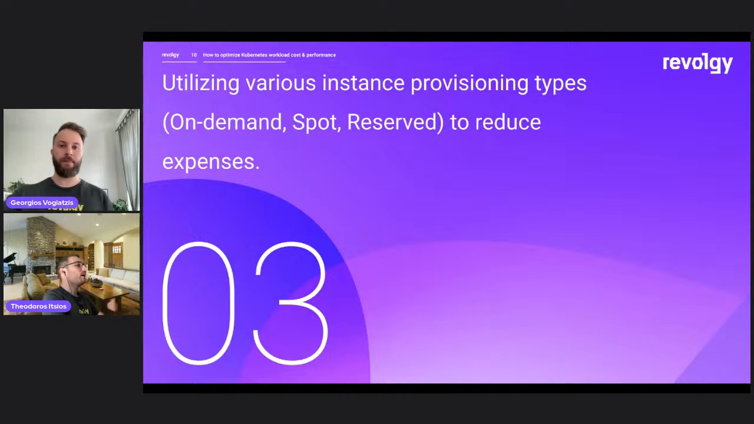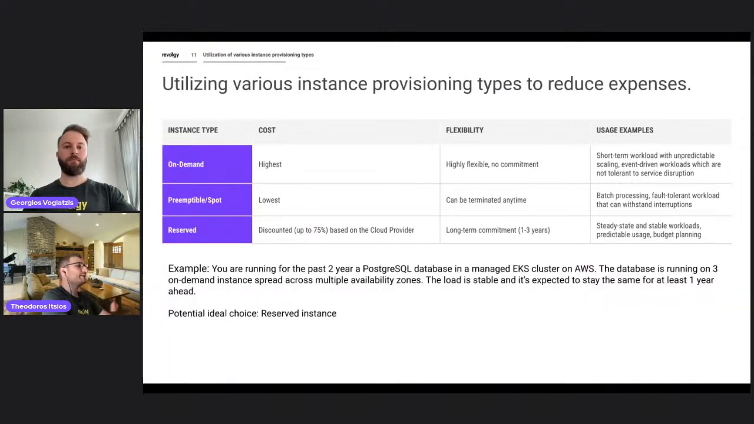So now we will talk about the three main categories of types of instances. It's important to mention that certain cloud providers might have some additional options available, but the core idea remains the same. First of all, we have the on-demand instances. These offer the highest flexibility with no long-term commitment. In plain words, you pay for compute capacity by the hour or second, and you can increase or decrease your compute capacity depending on the needs of your workload.